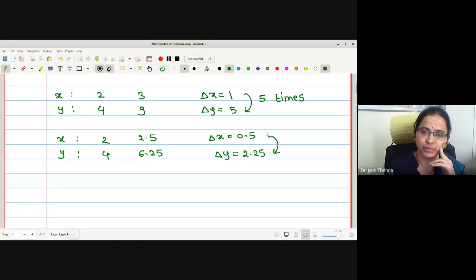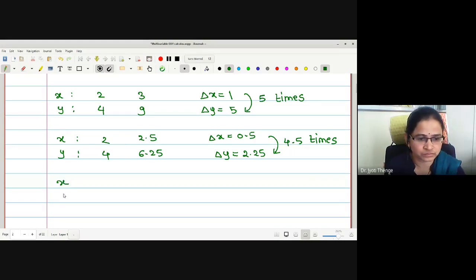0.5, 2.5 upon 5. Is it 4.5 times? See, now we are going towards 2. Correct now? If you have any difficulty in my explanation, you just stop me and ask.